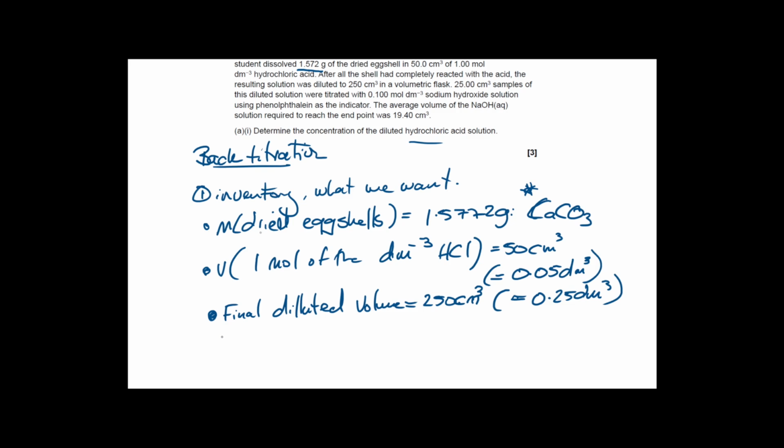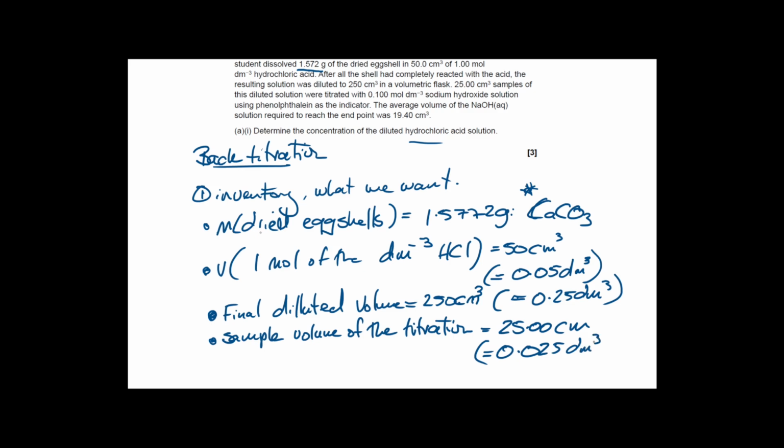And then we have the sample volume of the titration. That's going to be 25.00 cm³, and we need to convert that to 0.025 dm³.